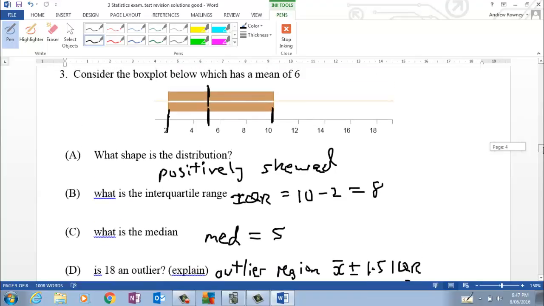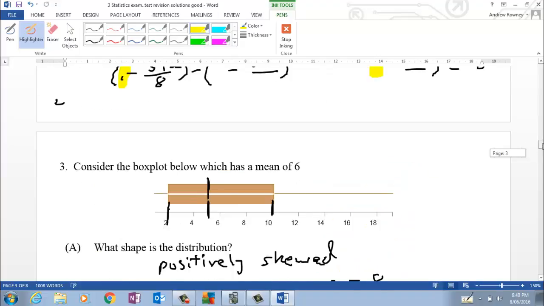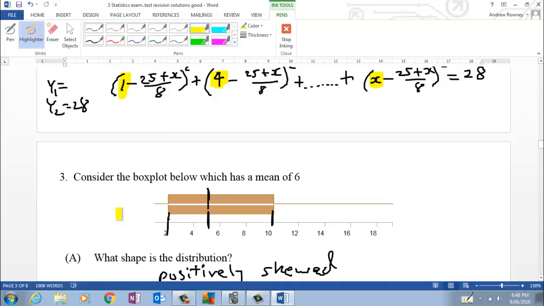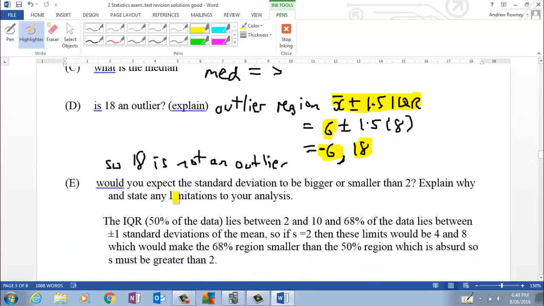Is 18 an outlier? We have to get the outlier regions, and the outlier region is the mean plus or minus 1.5 times the IQR. The mean is given in the question as 6, so 6 plus or minus 1.5 times 8, you get minus 6 and 18. So up here, the outlier regions is -6 and 18. So anything, these values here are considered outliers, but the actual number 18 is within that region, so it's not an outlier.